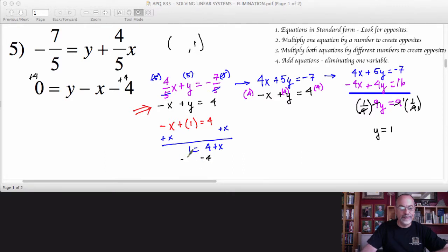both sides to get my x. So 1 minus 4 is a -3. I have my equal sign. 4 minus 4 is 0, and that leaves me x. So my x value is a -3. So the solution to my system here is the ordered pair -3, 1.